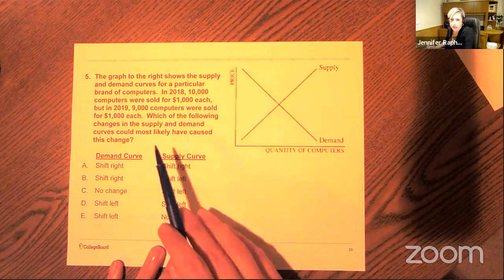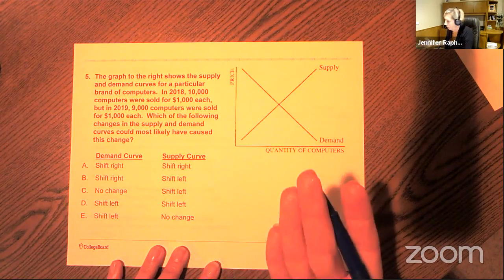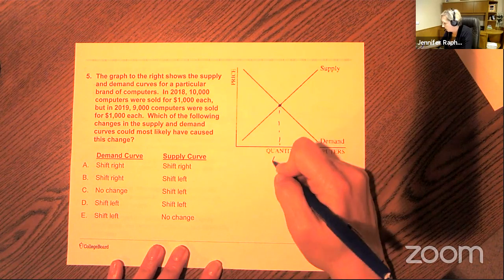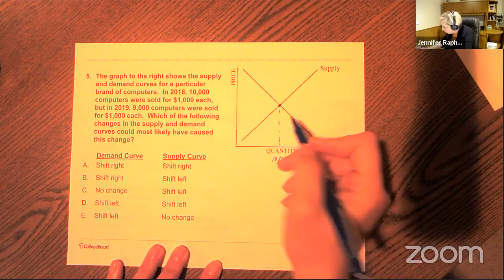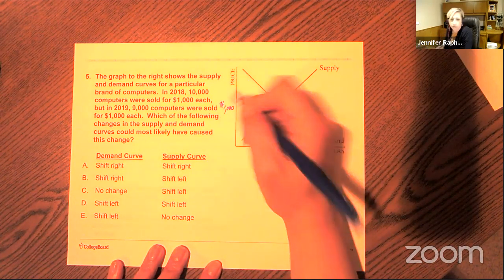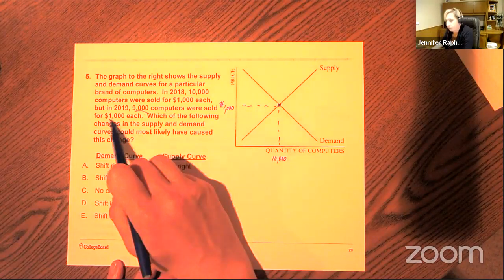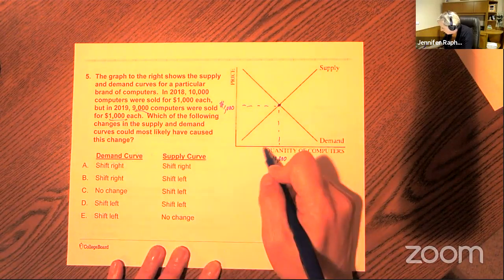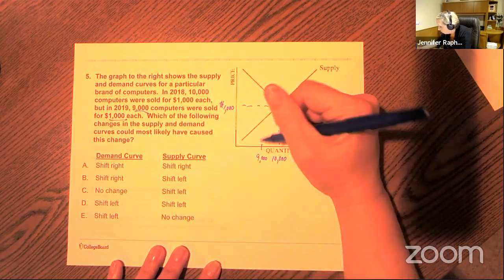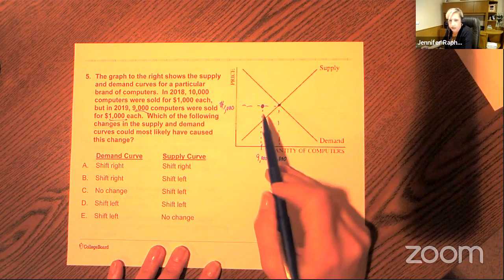So to me, the easiest way to approach this is to find those 2 points and then use the model. So in 2018, we sold 10,000 units at a price of $1,000 each. And in 2019, 9,000 computers were sold, but also for $1,000. So 9,000 is less than 10,000. So we're going to put our new quantity here, but the price is $1,000.